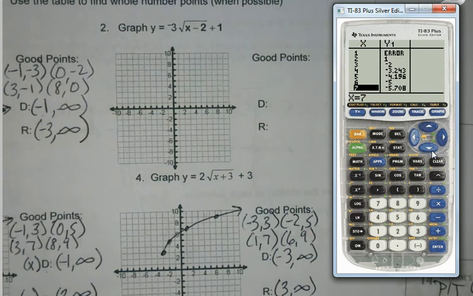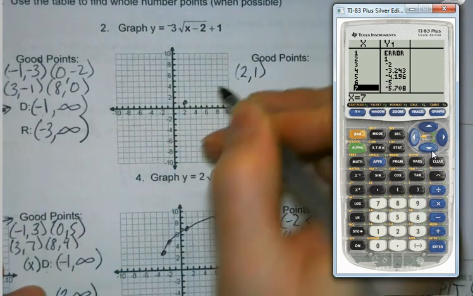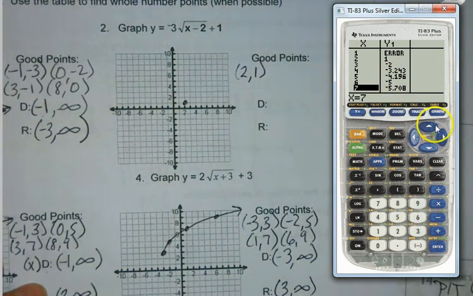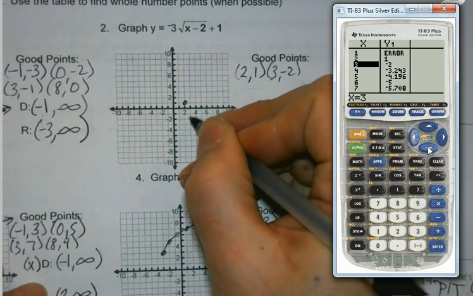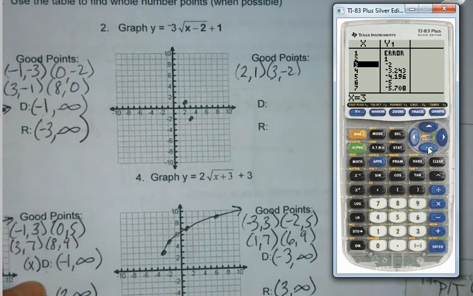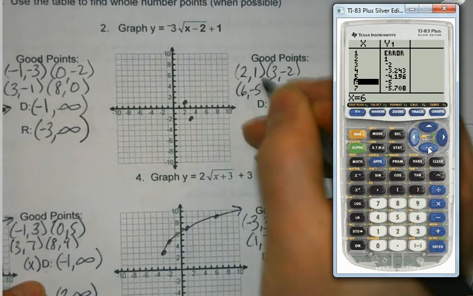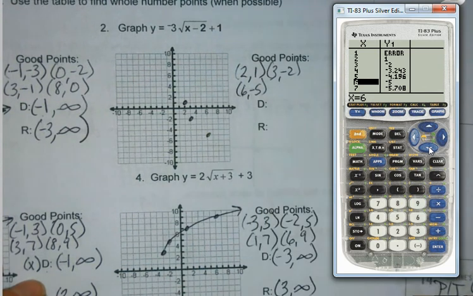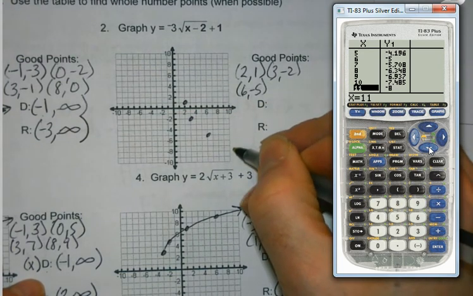Now, I'm going to plot my points this time first, before I do anything with domain and range. So we're at 2, 1. Okay, let's get up here. We're at 3, negative 2. Now this one's a little different. Looks like we're opening down this time. 6, negative 5. And are we going to get one more? Well, not really, but I'm going to use it. I can go one off. 11 and negative 8.